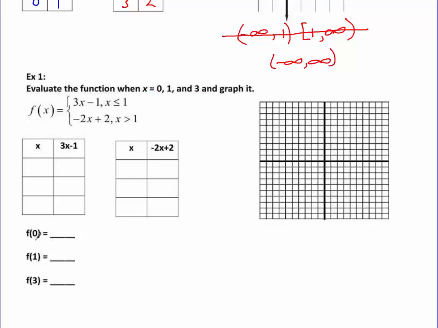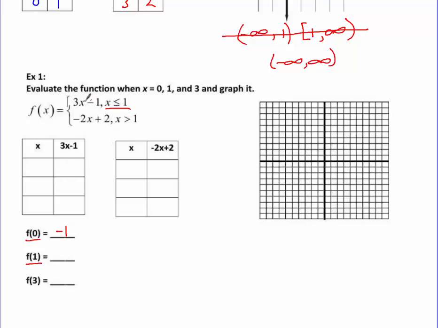So let's start with f of 0. Well, 0 is less than or equal to 1, so we're going to use this function. So we plug in a 0, 3 times 0 is 0, minus 1, we get negative 1. Now we're going to use f of 1. We'll see 1 is equal to 1, so we're still going to use that one again.